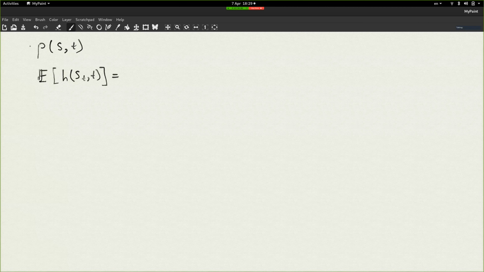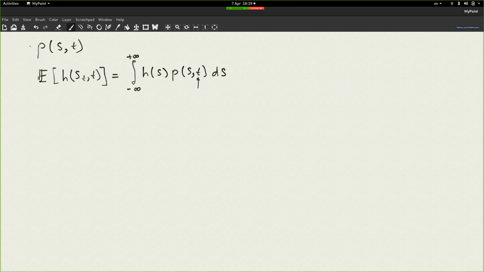It would be equal to the integral. In general, the range of values for s can be arbitrary. That's why I put from minus infinity to plus infinity. h of s, this is a dummy variable, so it doesn't really matter. I can say h of s or st, it doesn't really matter. p of s and t, but it is important that t, ds, correct?